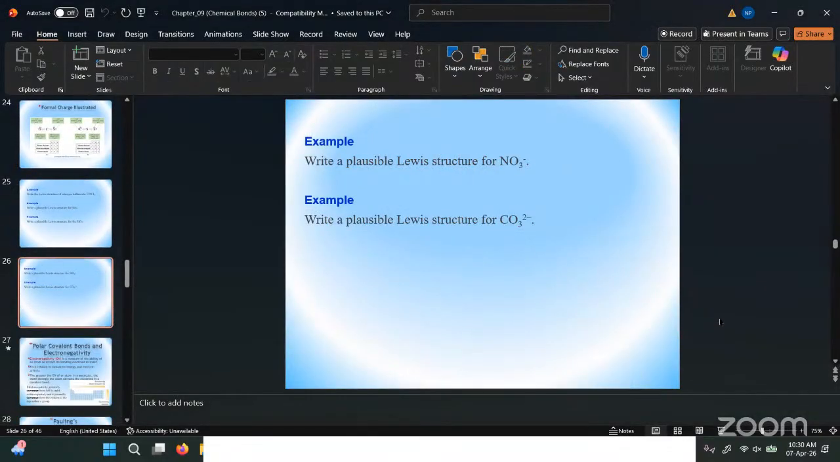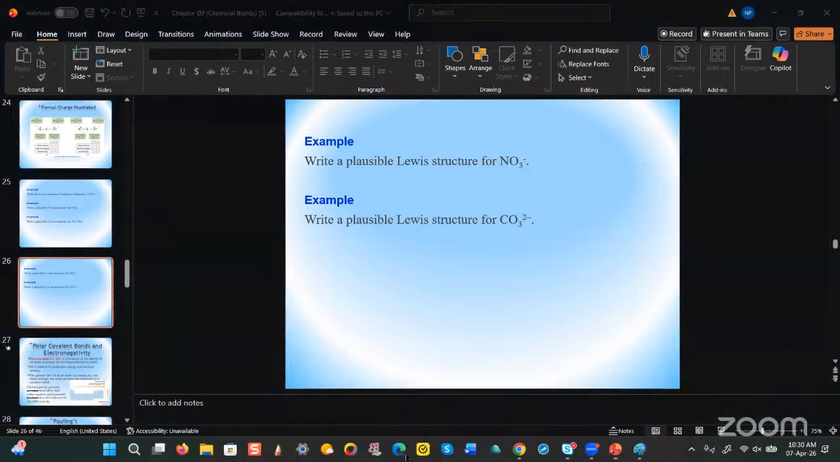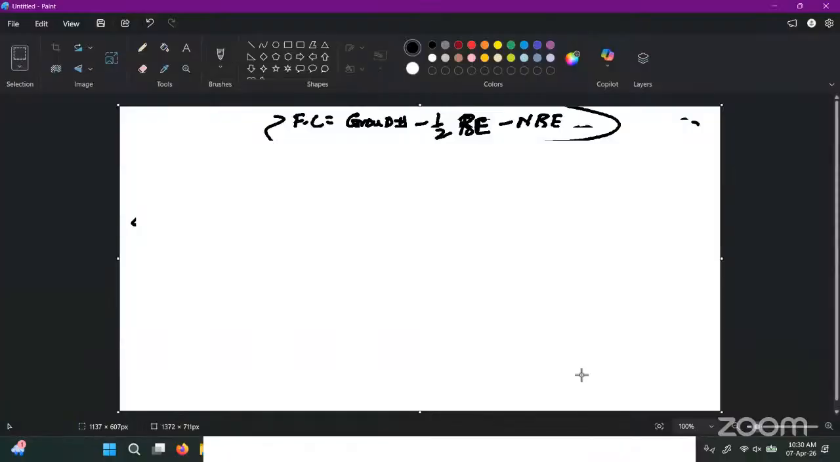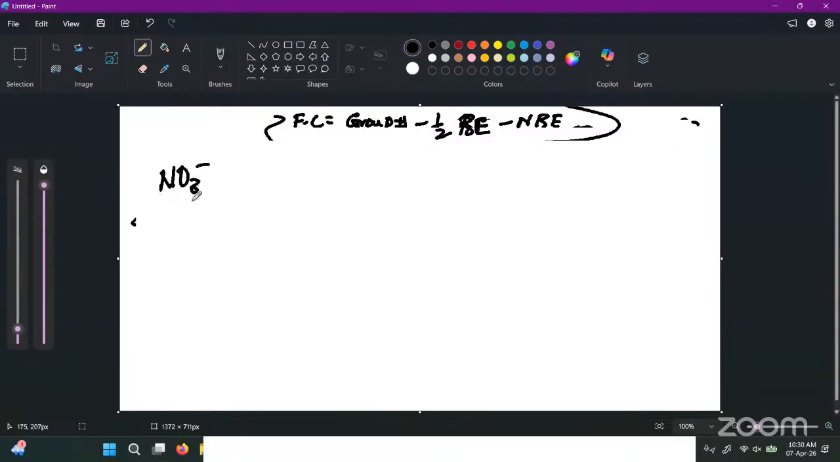Okay, here we have 2 examples, right? Let's deal with the nitrate first. NO3 minus. Now, when it comes to ions, there's one slight additional step you have to take, and I'm going to demonstrate it using the nitrate ion. So we do like we did before. We count up the valence electrons. Nitrogen will contribute 5. Oxygen will contribute 6 times 3, gives you 18.